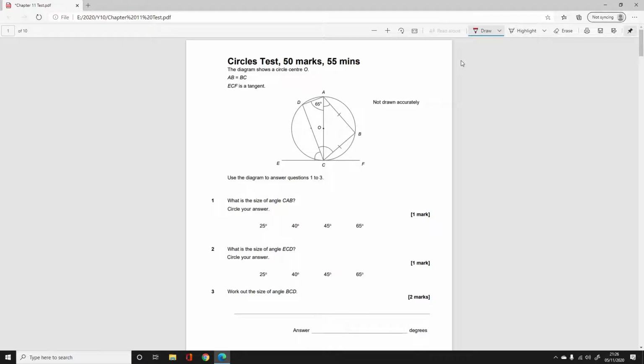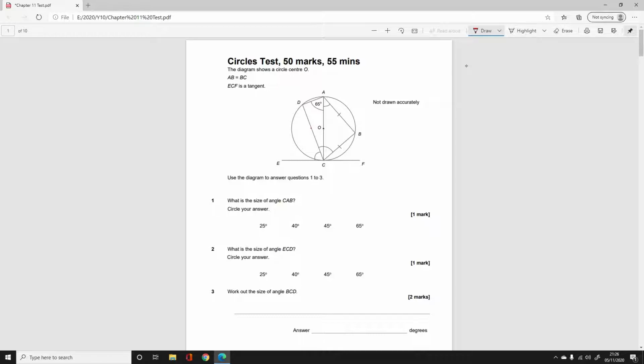Okay, let's get cracking. So this is a little run through of the circles test. What I'd recommend you do is go to the questions you got wrong and listen to the explanations for those. And the idea is obviously to make corrections that you understand on the questions that you need to make understanding for. So our first three are all circle theorems here.